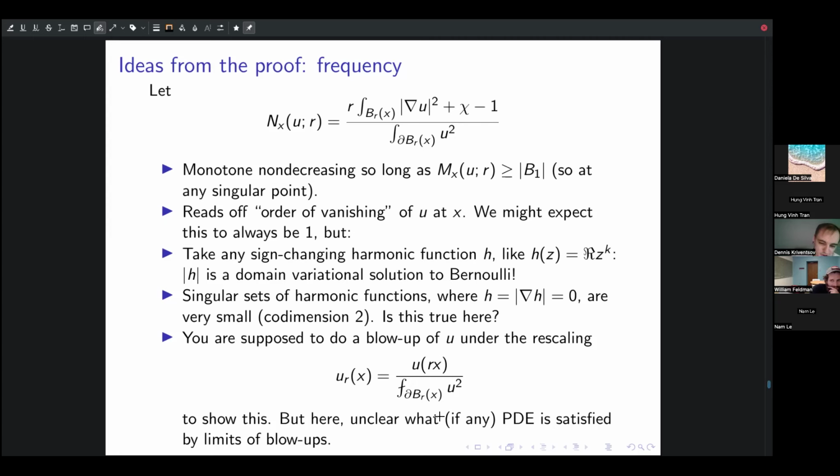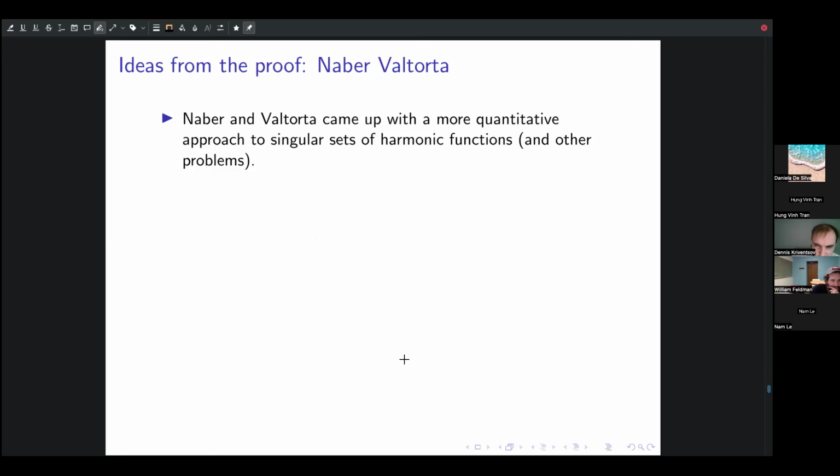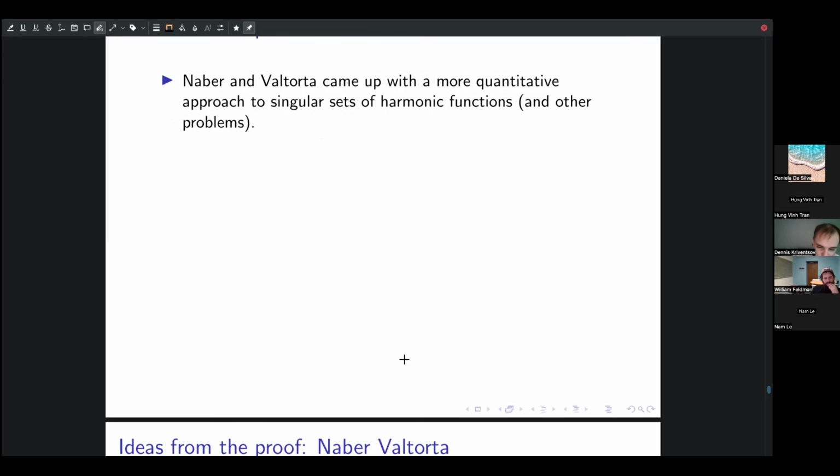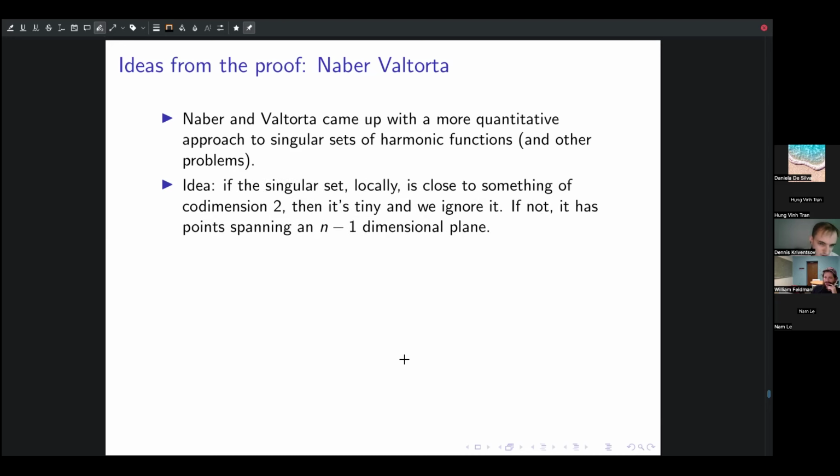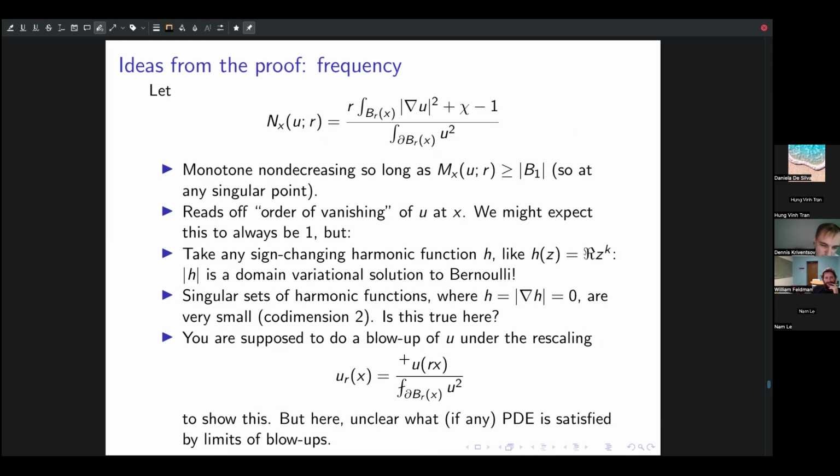Okay, so Georg knew that this formula was monotone, but he was stuck on this point where it's not clear what to say about the blow-up limits of this. So in the years between the two results, Naber and Valtorta came up with a more quantitative approach to studying the singular set than just doing these blow-ups. And essentially what they're saying is, it's enough to do these blow-ups at points where the U is approximately codimension 1. Because the set of points where the U does not look codimension 1 is codimension 2 for purely GMT reasons.